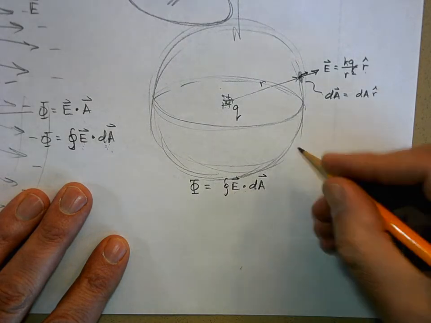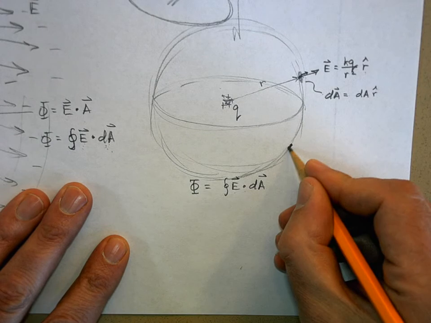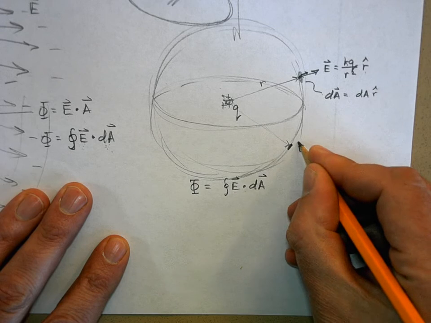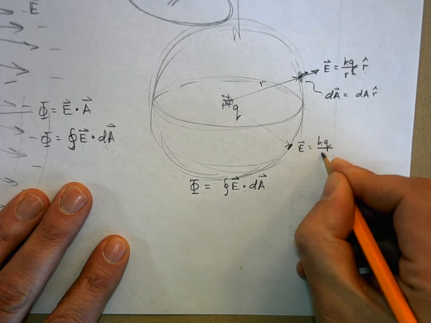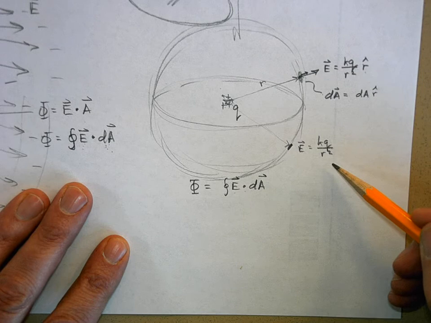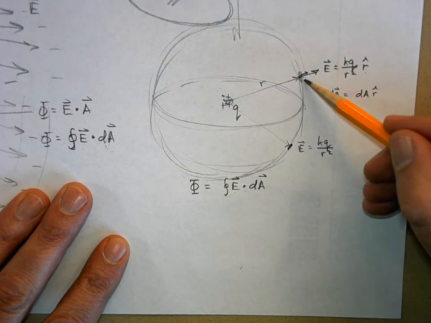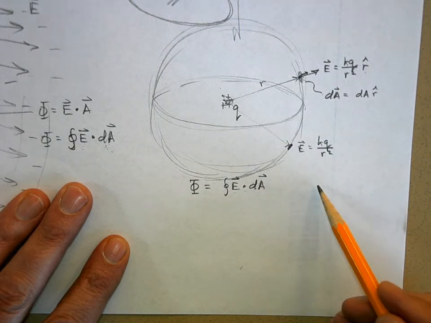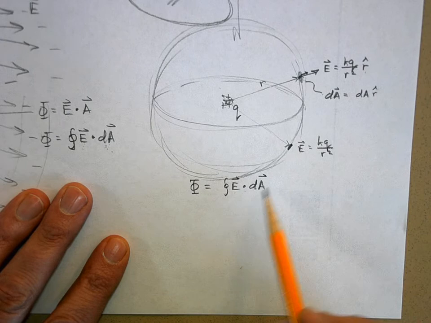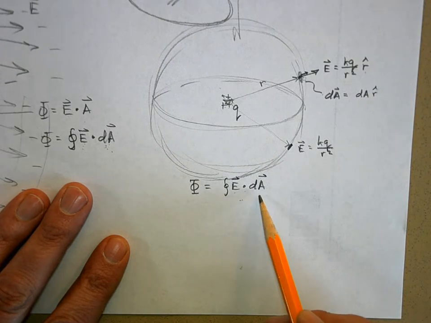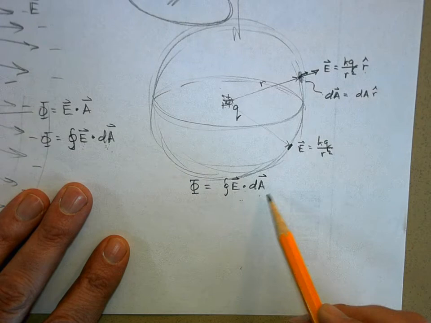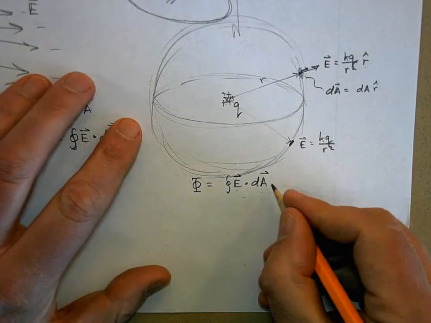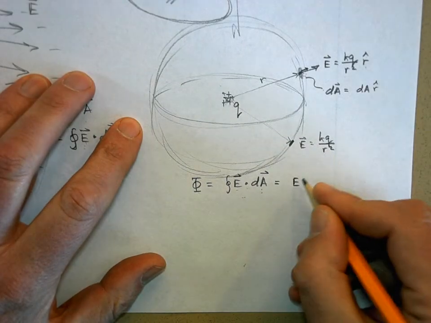But what about over here? What's E over here? E is equal to KQ over R squared. Do you see that it's the same? The electric field is the same as it was over here in terms of magnitude. And you still have the r hat dot r hat. So what happens to the electric field in my integral? It doesn't change as I move around the surface, as I change my little dAs. The electric field is a constant. What does that let me do? I can pull it out of the integral.